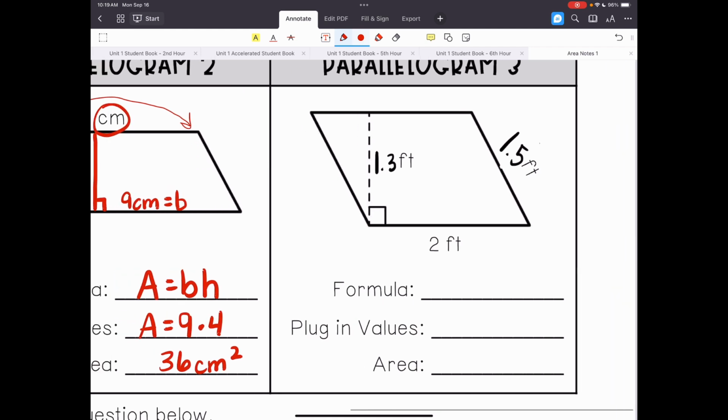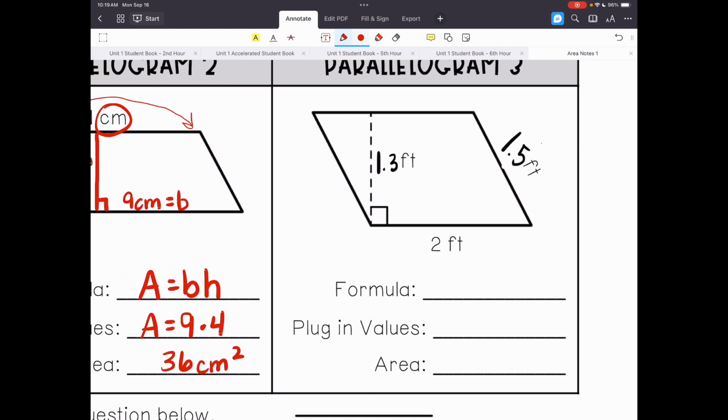Okay, parallelogram number 3. So we've got some decimals in here, and that's okay. We're still going to do them out together. Just going to take our time with it. A parallelogram still has base times height as my formula. My 2 is my base, and I know that it's my base because it's got its height connected by a 90-degree angle. That's how you're going to identify that: you're looking for the 2 lines that are connected with that 90-degree angle. And then you'll have your base and your height.